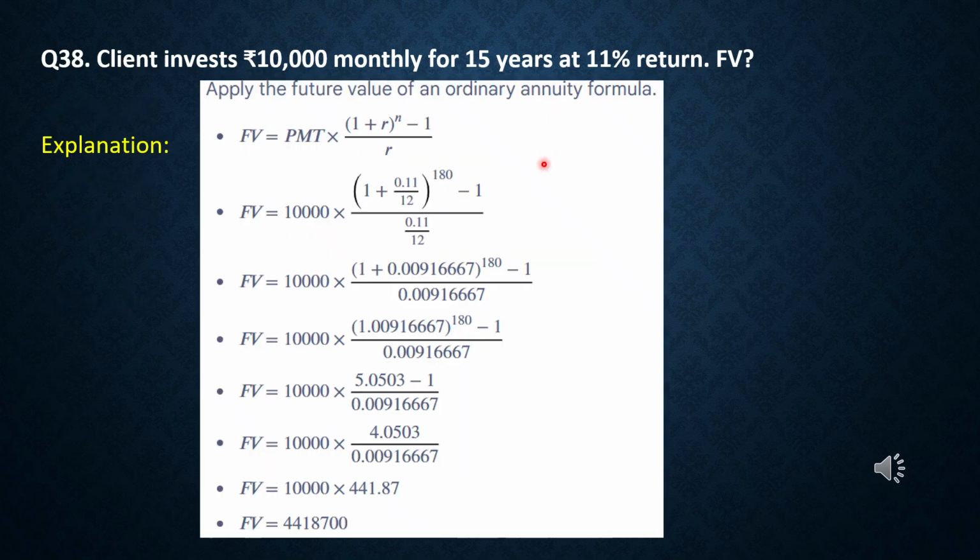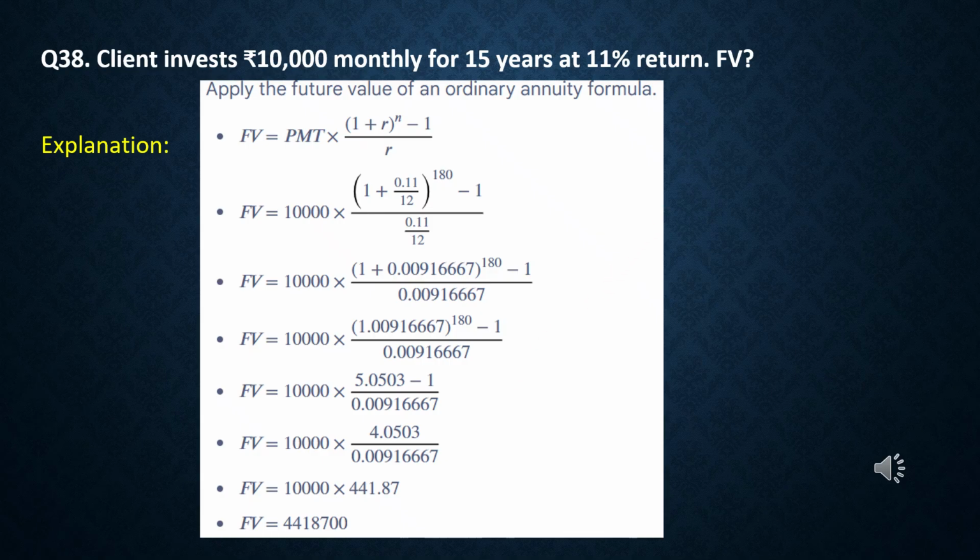Please check the explanation here. Here 180 means we are calculating monthly. So we need to convert years into months. So 15 into 12 months equals 180 months. R is 11%, so again monthly, so divided by 12, 0.11 divided by 12. So calculate all these values. We will get 44 lakh 18,700.